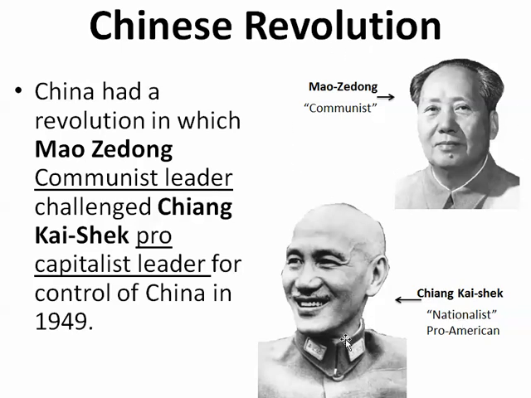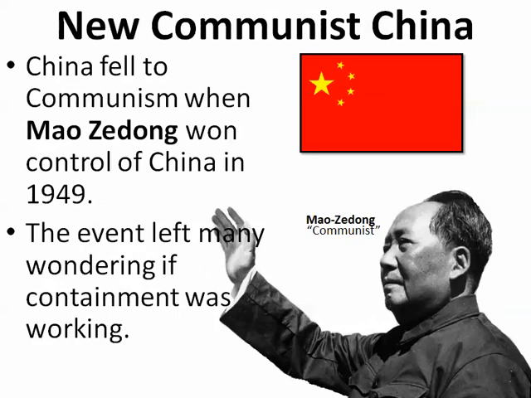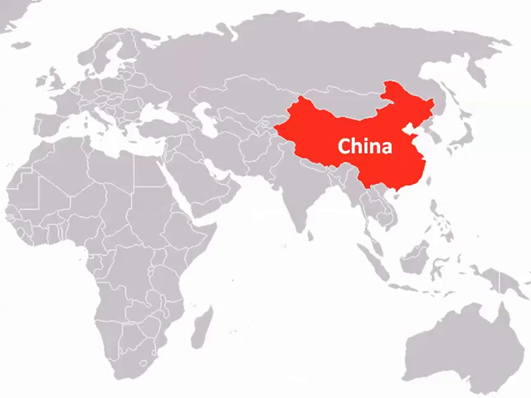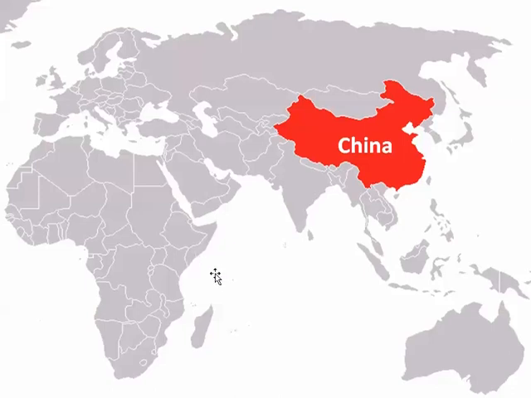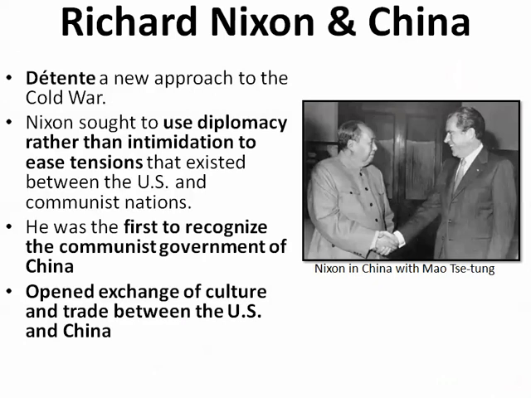They really appreciated Chiang Kai-shek and put a lot of faith behind him, but he was ousted by Mao Zedong. The communist leader of China in 1949-1950 was Mao Zedong, and in 1972 he was still the ruler of China. Here's China on the map. For 25 years the United States did not visit China or have any diplomatic relations with them because they were communist. Well, Richard Nixon changes this in his policy that became known as détente.